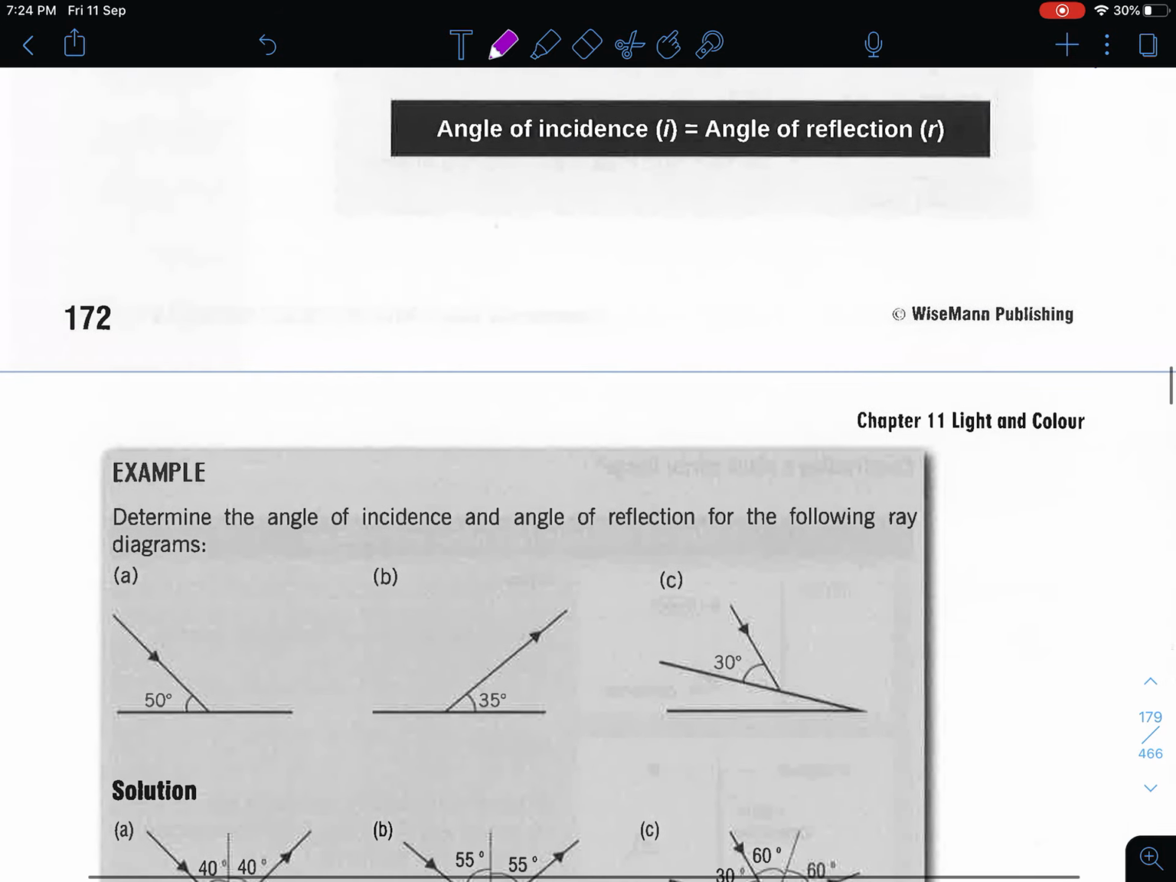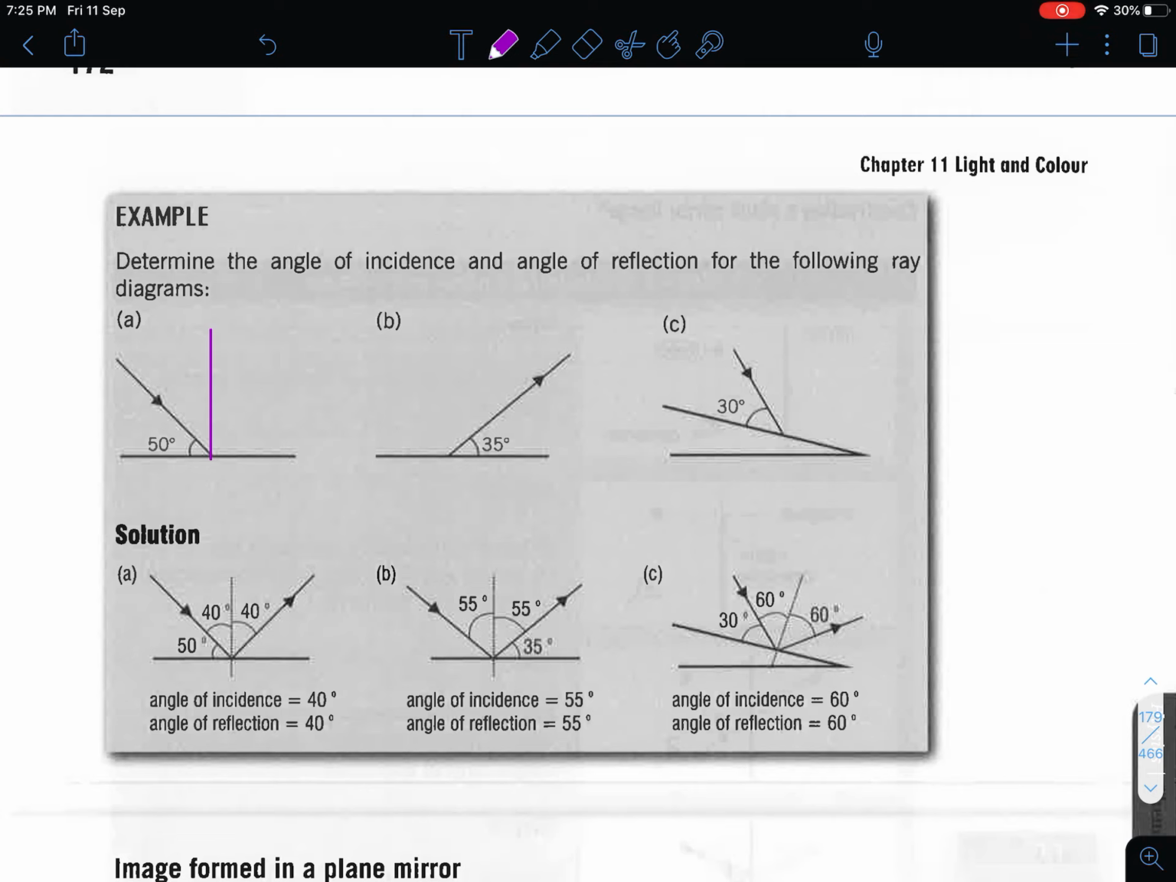So if we look at the scenario here, in order to determine the angle of incident and angle of reflection, you would generally want to first come up with the normal. Do take note that the normal should be a dotted line, but in this case I will just do a solid line. So imagine this whole thing is 90 degrees. To find the angle of incident, it will be 90 degrees minus 50 degrees to give you 40 degrees. So this is the angle of incident. And because of the law of reflection, the angle of incident will be the same as the angle of reflection. So it will also be 40 degrees.